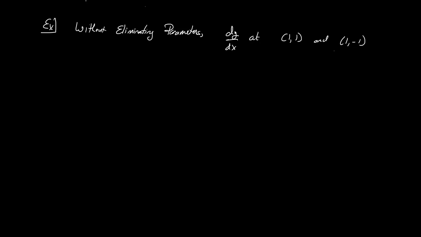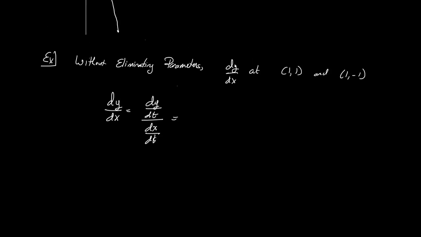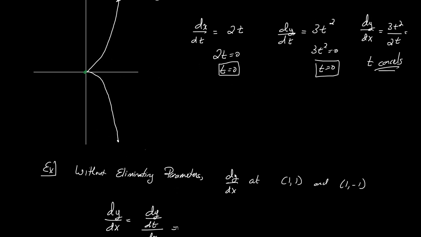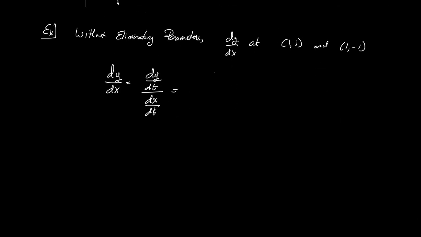So the second derivative is going to be slightly different than the first. The first thing here is that I feel really comfortable figuring out dy/dx, which is the derivative of y with respect to t over the derivative of x with respect to t. And we said this was equal to the derivative of y, 3t squared over 2t, 3t squared all over 2t, which is equal to 3t all over 2.